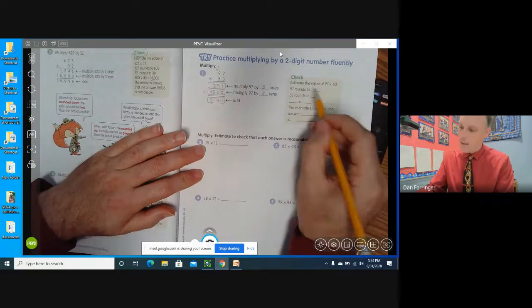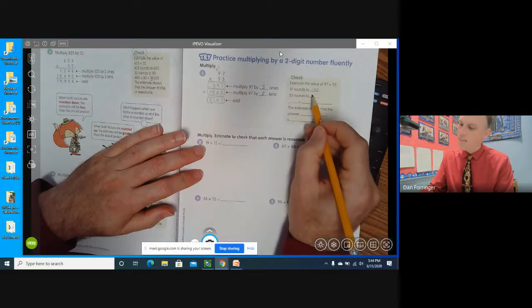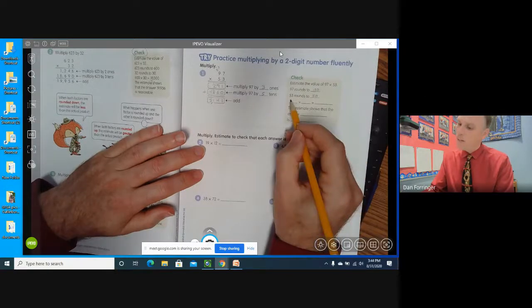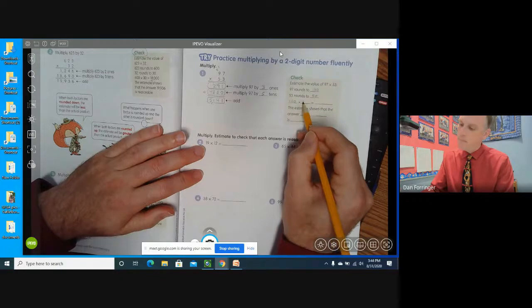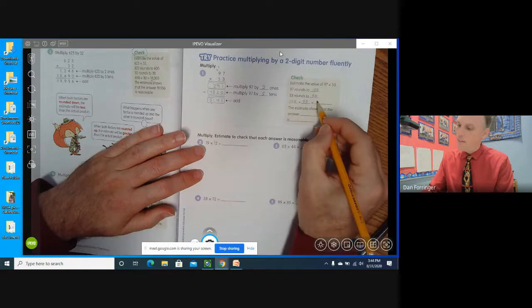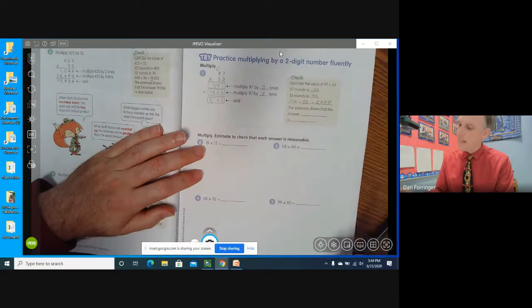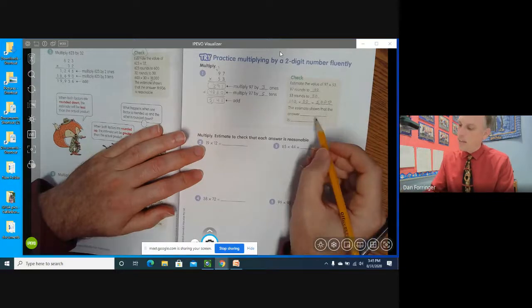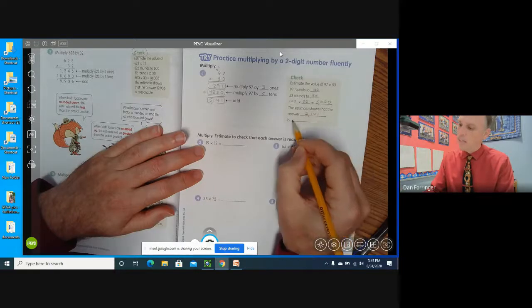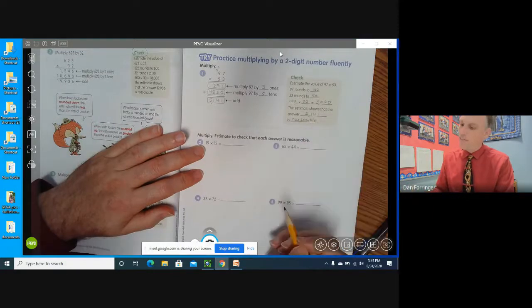All right, to estimate, 97 could round to 100. 53 rounds to 50. For this one, I rounded one up and one down, so the answer should be pretty close to my estimate. I'm multiplying powers of 10 right here, so I can just do 1 times 5 and then add the 3 zeros, making it easy to get the estimate. The estimate shows that the answer 5,141 is reasonable because it was very close to 5,000.